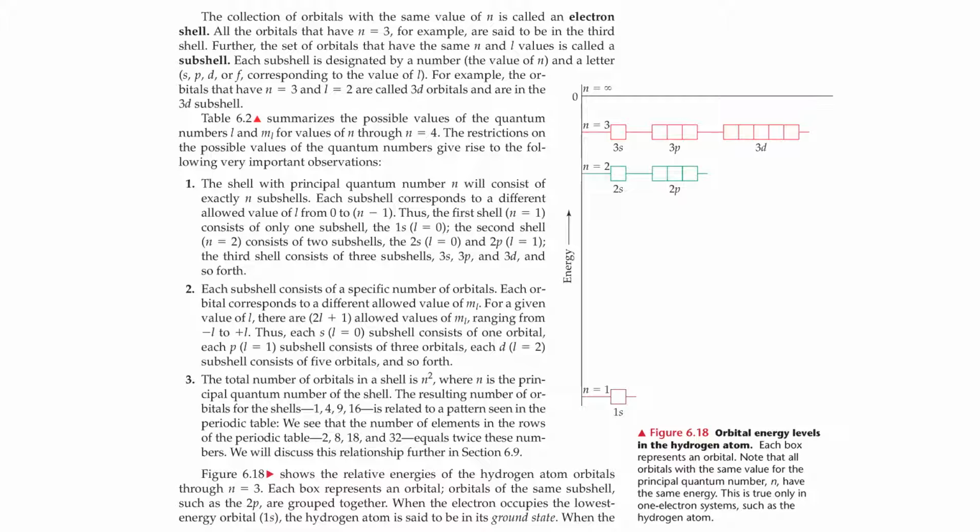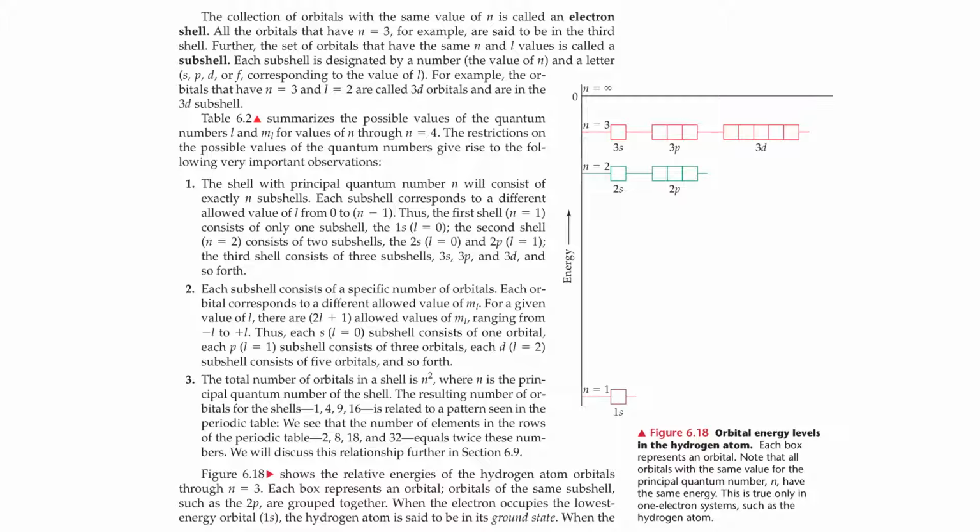The collection of orbitals with the same value of n is called an electron shell. All the orbitals that have n equals 3, for example, are said to be in the third shell. Further, the set of orbitals that have the same n and L values is called a subshell. Each subshell is designated by a number, the value of n, and a letter, s, p, d, or f, corresponding to the value of L.